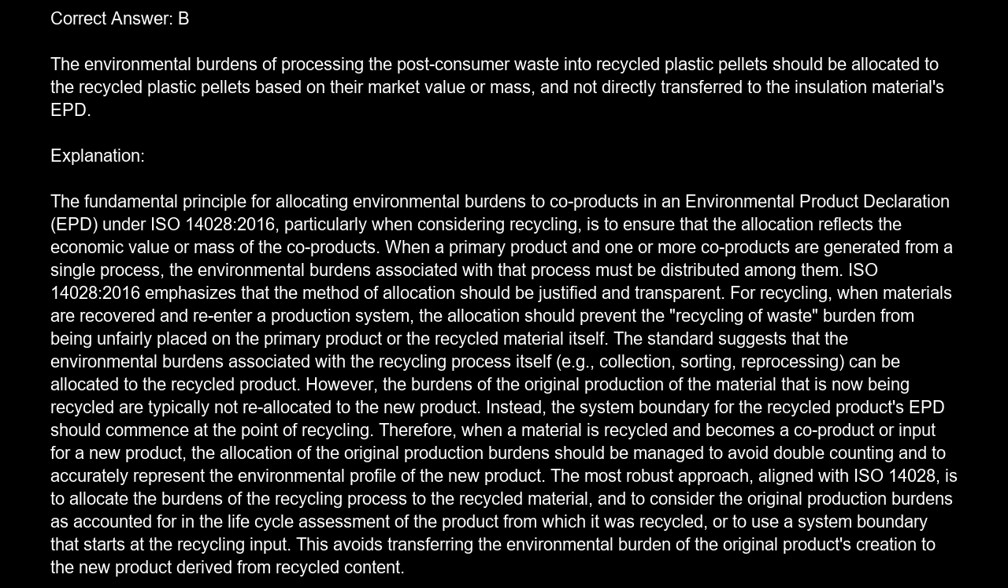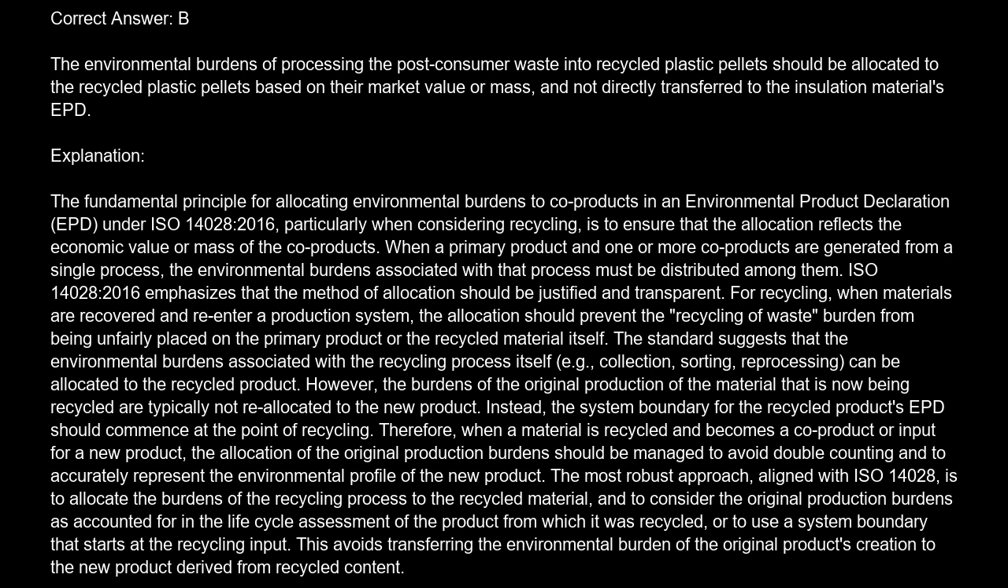For recycling, when materials are recovered and re-enter a production system, the allocation should prevent the recycling of waste burden from being unfairly placed on the primary product or the recycled material itself. The standard suggests that the environmental burdens associated with the recycling process itself, e.g., collection, sorting, reprocessing, can be allocated to the recycled product. However, the burdens of the original production of the material that is now being recycled are typically not reallocated to the new product. Instead, the system boundary for the recycled product's EPD should commence at the point of recycling.